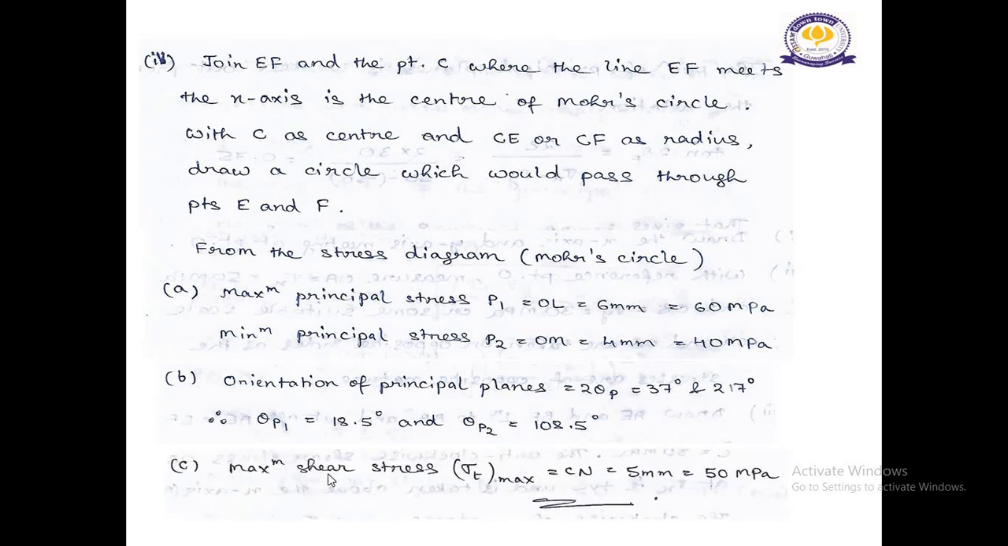Next, we have to find the maximum shear stress, tau max, which is equal to the line Cn, and it will be 5 mm. We received this after measurement, and so it comes out as 50 megapascal.